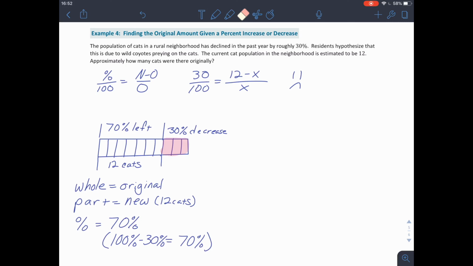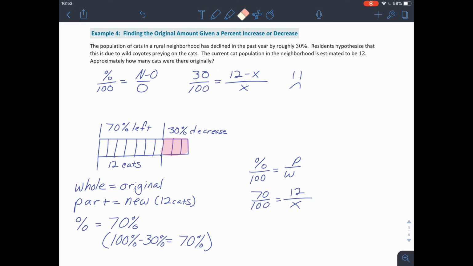So once I have that, I'm just doing a regular old percent problem because I did my subtraction with my percents. So now I can set up a lovely little proportion or use one of my other strategies where I plug in the 70% and then my part would be the 12, because again, the whole in this tape diagram is my original and that 12 is my new.